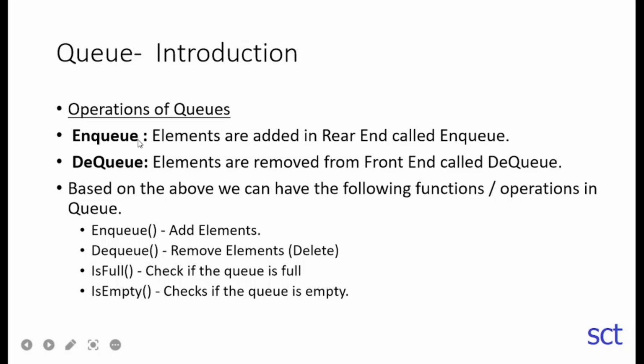Enqueue is an operation which adds elements to the queue. That is, elements added at the rear end is called enqueue. Elements removed from the front end is called dequeue. So enqueue is for adding elements to the queue, dequeue is for removing elements from the queue. We also have two support functions. The isFull function is used to check whether the queue is full or not. isEmpty is a function which checks whether the queue is empty or not. These two functions will also help us to create the enqueue and dequeue operations.